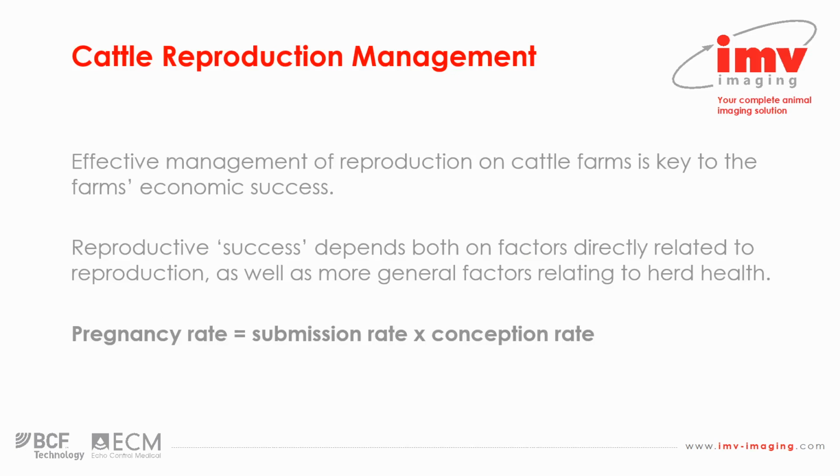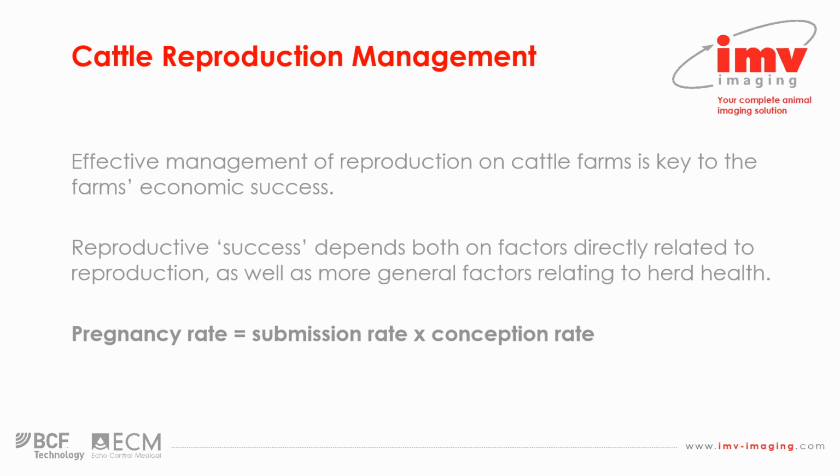So it's worth bearing in mind that effective management of reproduction on cattle farms has an enormous impact on the farm's economic success. And successful reproduction management depends both on factors that directly relate to reproduction, so that might be factors such as reproduction efficiency and various calving to first service and conception rate parameters that we can measure, but also more broadly general factors that might affect the health of the herd. So that might include nutrition, disease, genetics of the herd and so on.